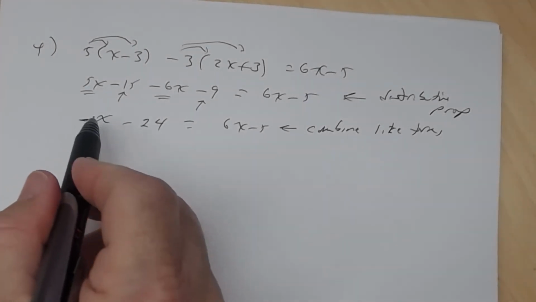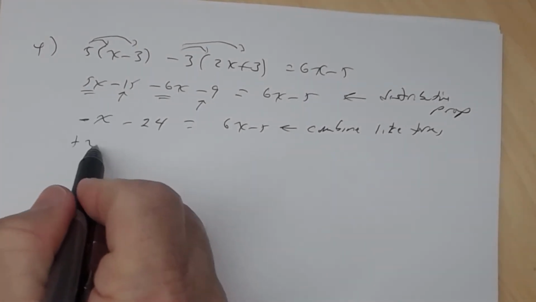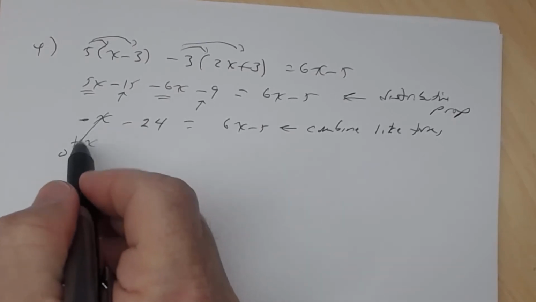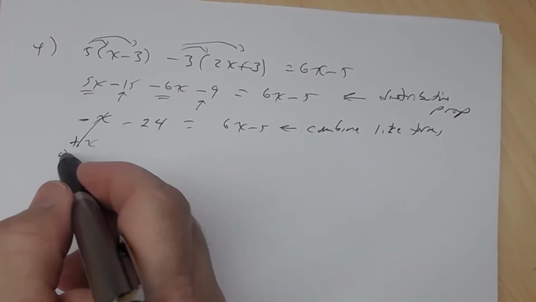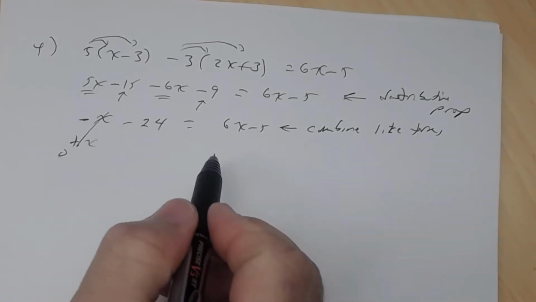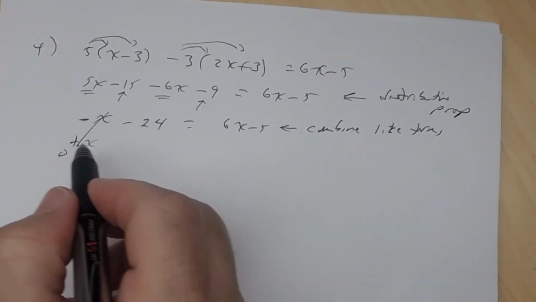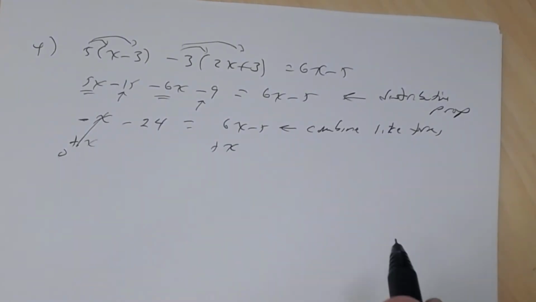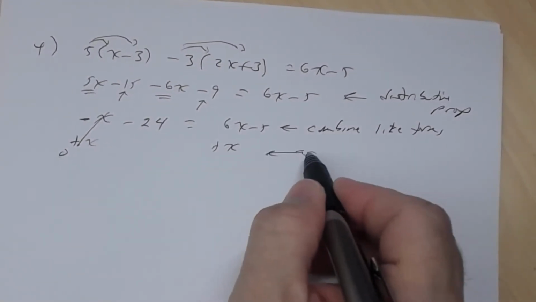So see how this is a negative x? Adding x is going to make that a 0, and that's what you want. So keep in mind that you want this to be a 0. You want that sum to be 0. But what I do to one side, I have to do the other. So if I add x here, I have to add x here. All right, so that's the addition property of equality.